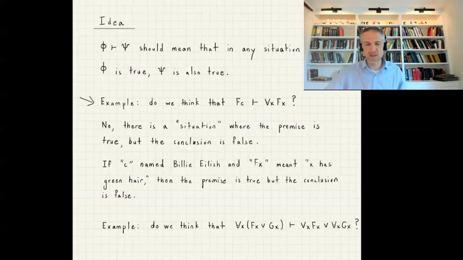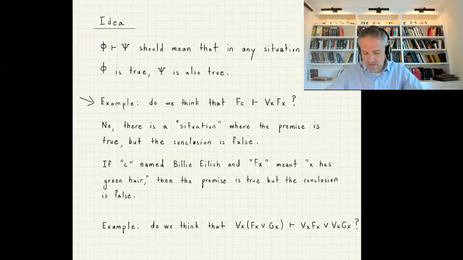Maybe it was true in the past. Let's suppose we're talking about the past. The conclusion then would say everything, or if we restrict our quantifiers to people, every person has green hair, which is false. So there's a situation where the premise is true and the conclusion is false. Okay, that's a counterexample. So I'll write that down very clearly now.